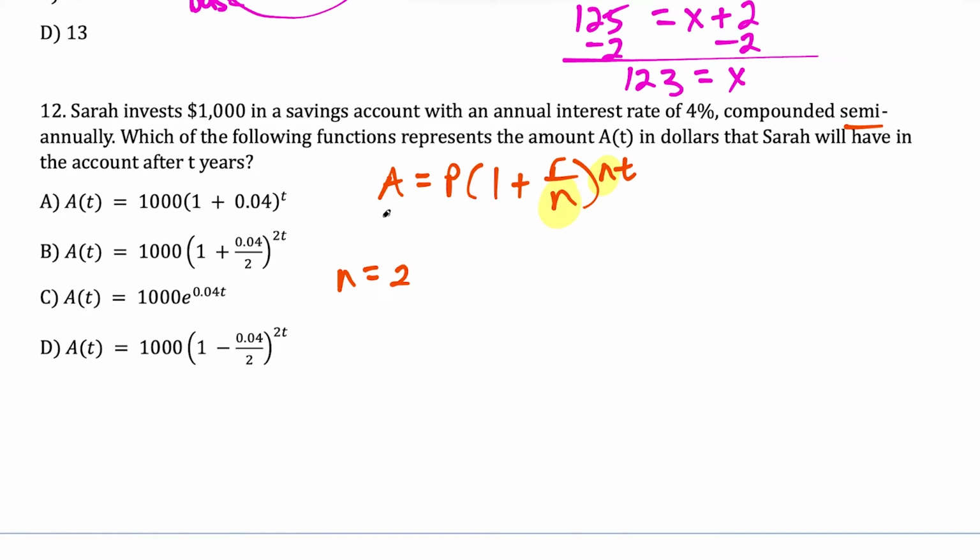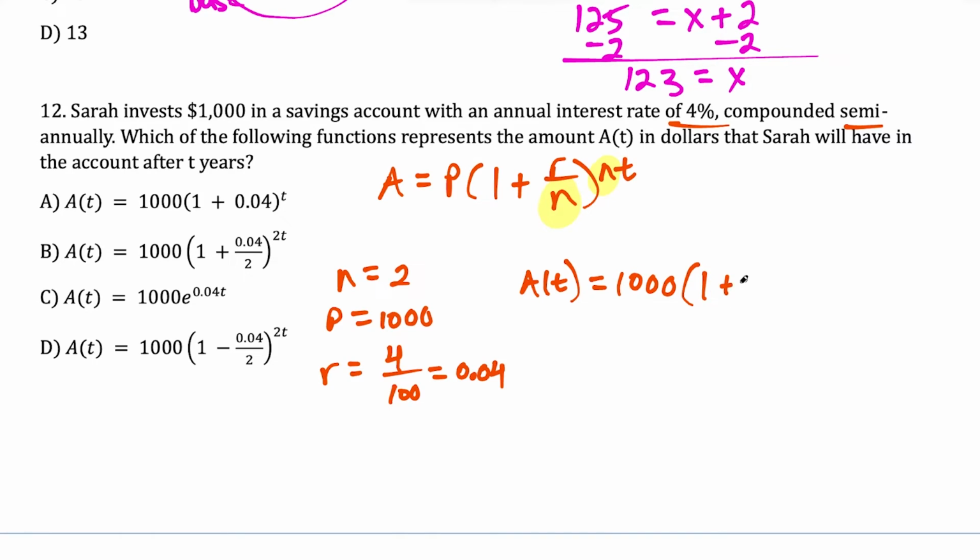Sarah is investing $1,000, so that's a P value of 1,000, and the interest rate is 4%. So R equals 4%, which is 4 out of 100, and as a decimal, this is 0.04. And which of the following functions represents the amount A of t? Well, for this, now we just plug into the formula. We're going to have A of t equals 1,000, and then we have 1 plus R, which is 0.04, and we are dividing by 2. And we're raising this to the NT power, so to the 2t power.